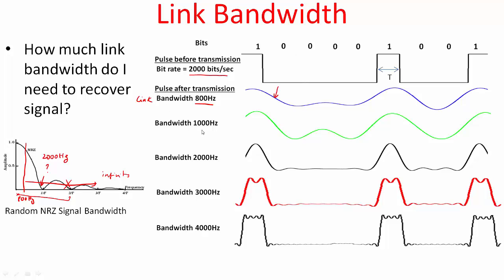Now if you were to pass it through a link with bandwidth 1000 Hertz, this is how the signal is going to look. Now as you can see, as you increase the link bandwidth, you are now going to get a waveform that resembles the transmitted waveform closer and closer. So the interesting question here is, what is the minimum bandwidth that I need to provide so that I can recover this sent waveform without any errors?